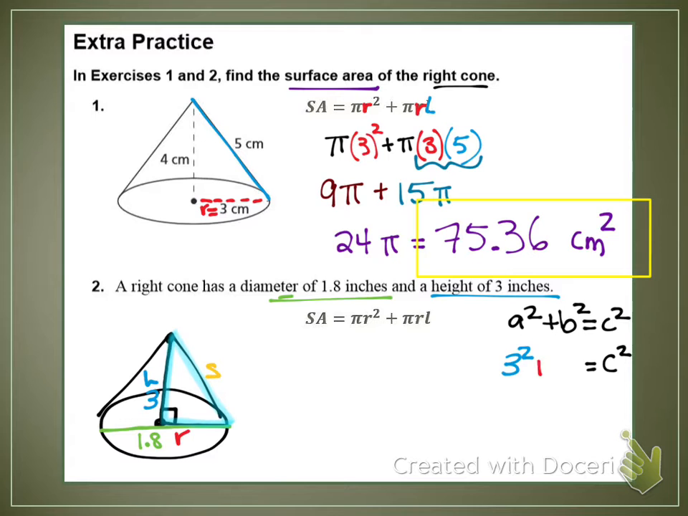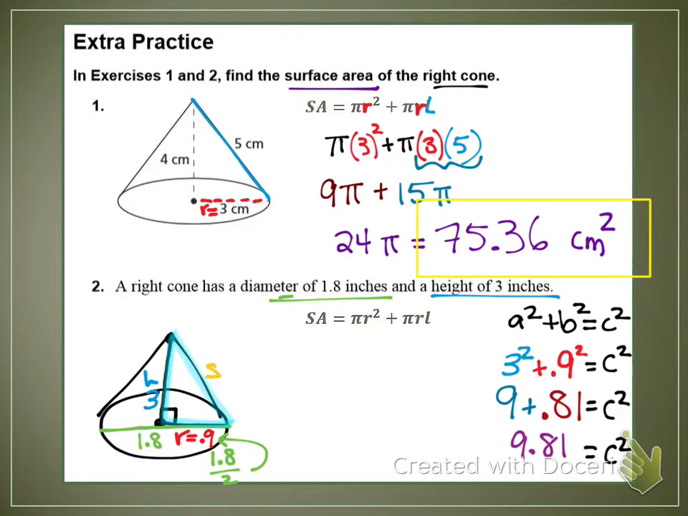0.9. How'd you find 0.9? Divided by 2. Correct. The diameter is 1.8, but the radius is half the diameter. So you do 1.8 divided by 2, and you get the radius, which is 0.9. All right, so 3 squared is 9. 0.9 squared is 0.81 equals c squared. So we get 9.81 equals c squared.